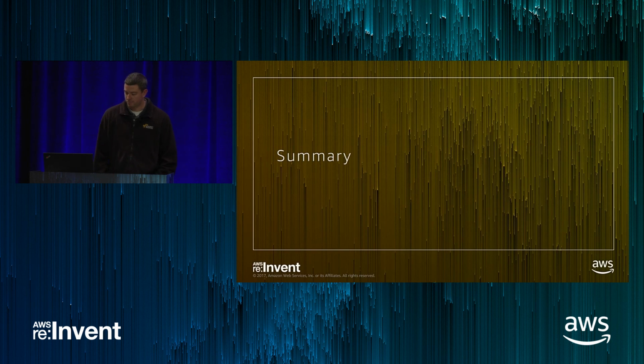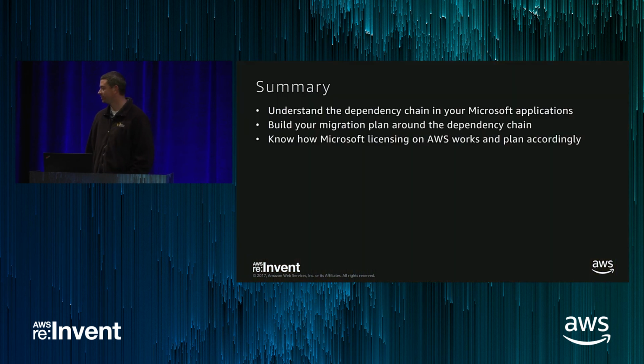Okay. So in summary, plan your dependency chain. Okay. Understand what systems you rely on. Okay. Don't deploy Exchange without deploying Active Directory. Don't try and deploy SCCM or SharePoint in AWS if it's writing to a SQL Server across a VPN tunnel. We laugh, but you know it happens, right? So understand your system dependencies.